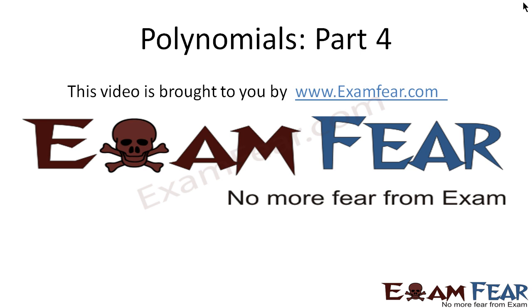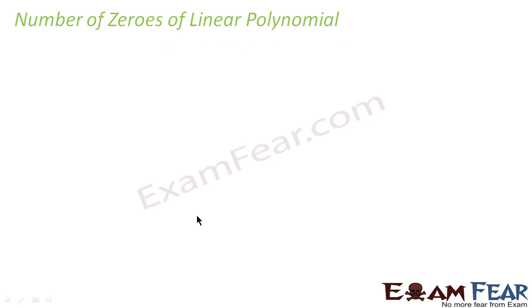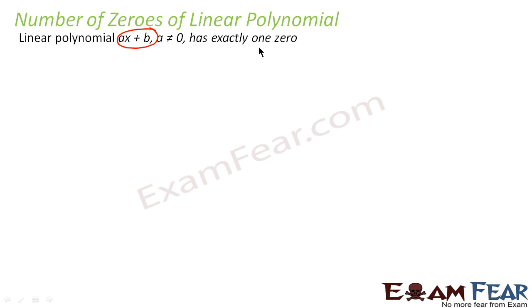Before watching this video, please make sure that you have watched video Part 1 to Part 3. Let's discuss numbers of zeros of a linear polynomial. A linear polynomial of the form ax plus b will always have only one zero. Please note, exactly one zero.